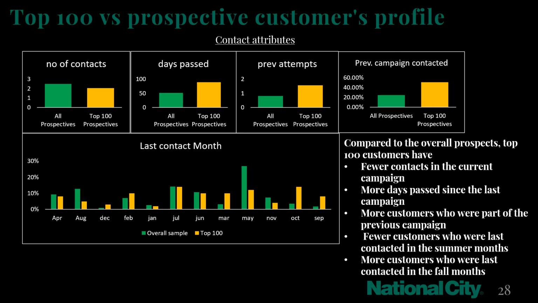And then again, we look at the contact attributes. Compared to the overall prospect, the top 100 customers have fewer contacts in the current campaign, more days passed since the last campaign, more customers who were part of the previous campaign, fewer customers who were last contacted in the summer months, and more customers who were last contacted in the fall months.